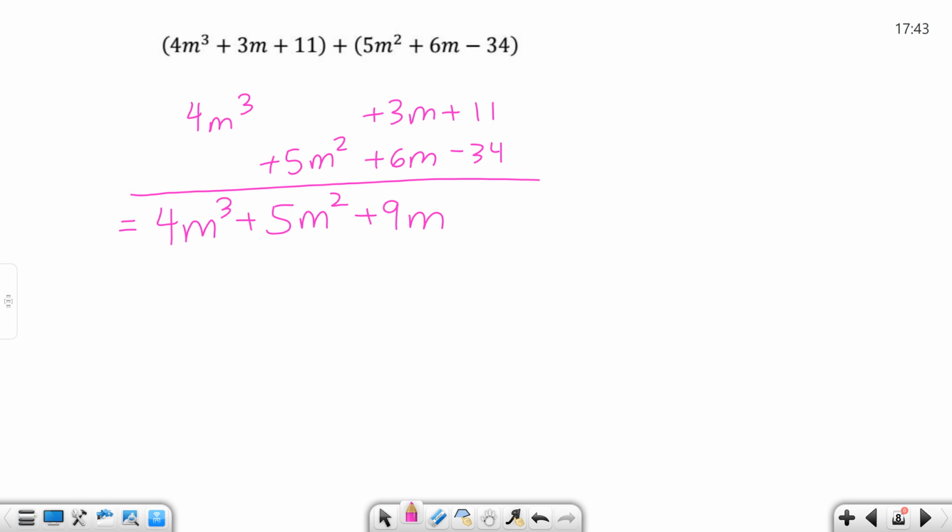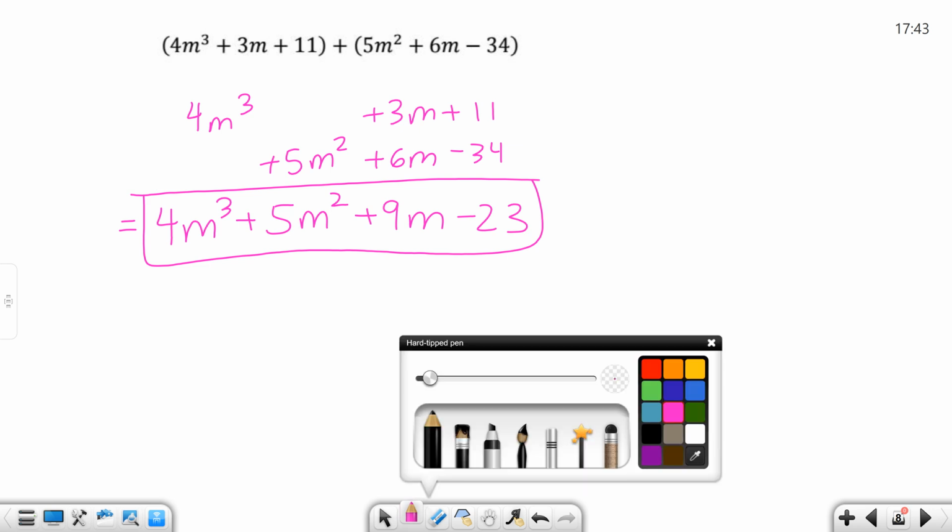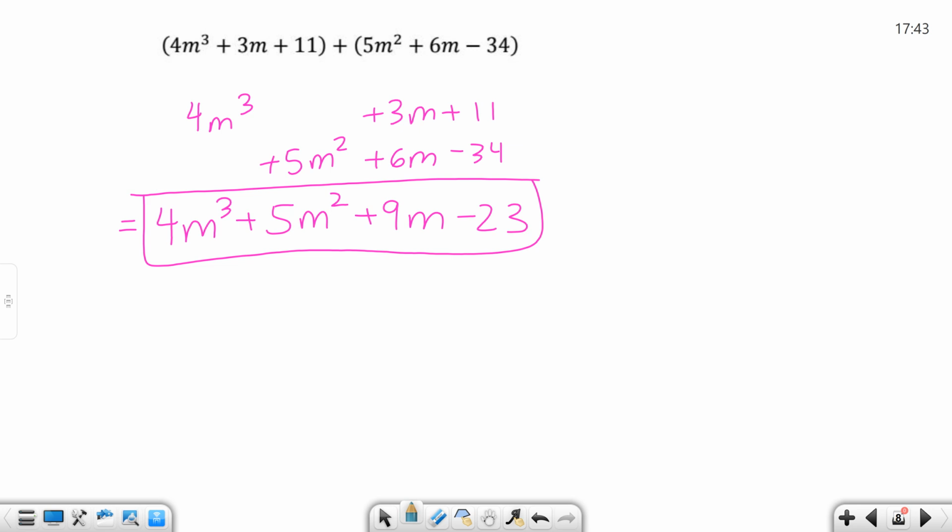And then plus 11 minus 34, you subtract them. 34 minus 11 is 23, and the larger number is negative, so that's minus 23, and there's your final answer. So if you wanted to test yourself, pause the video and write it out horizontally and work it, and make sure you get the same answer. Because you should. Doesn't matter if you do it horizontal or vertical, you should get the same answer either way.